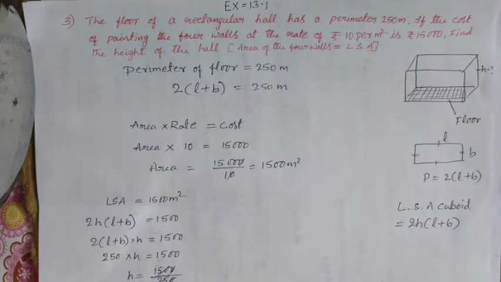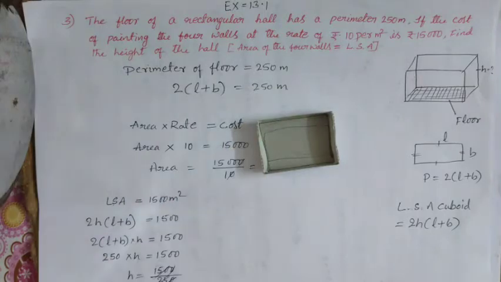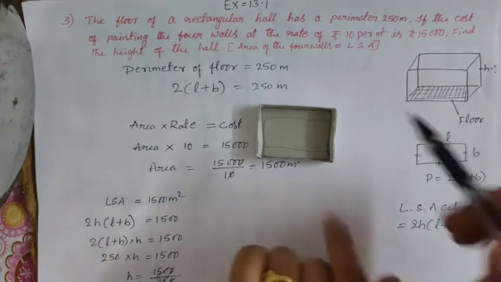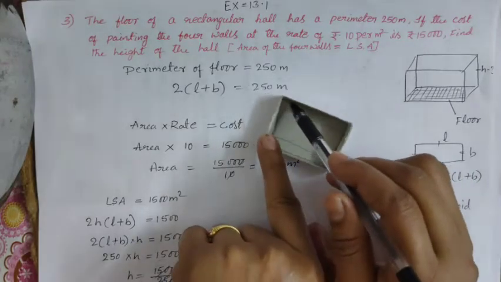Students, read the question very carefully. The floor of a rectangular hall has a perimeter of 250 meter. What is given? The floor of a rectangular hall. You can look at this one, this is a rectangle. The floor means this area.